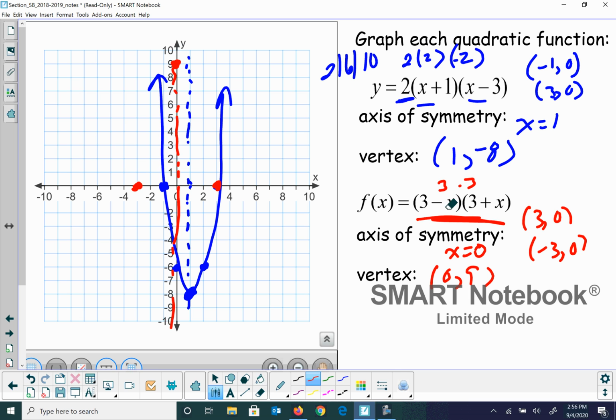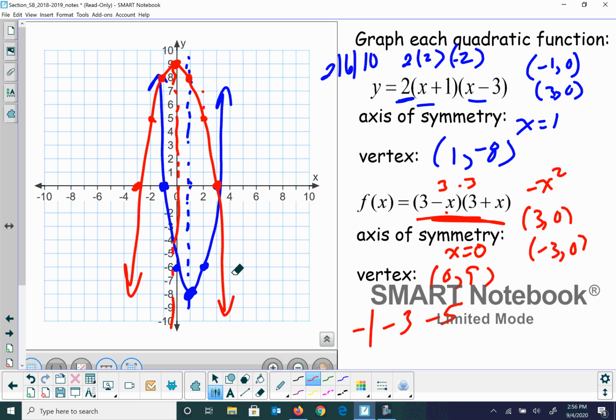We're pattern graphing. The reason why this is going to go down is, if I FOILed this out, I'd wind up getting negative x squared. So it's going to be a pattern graph of negative 1, negative 3, negative 5. So if I go right 1, down 1, left 1, down 1, right 1, down 3, left 1, down 3, right 1, down 5. Yeah, look at that. It just happened to fall on those dots. It's not always going to be that way, but it's just nice that it did in this case.